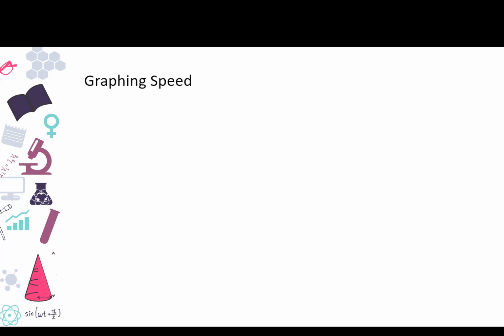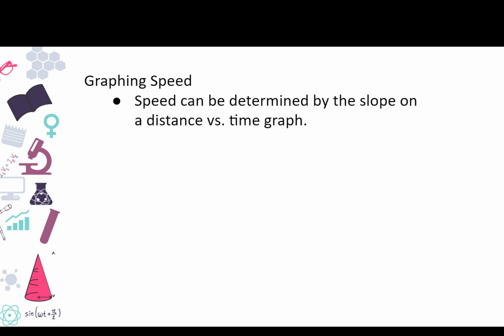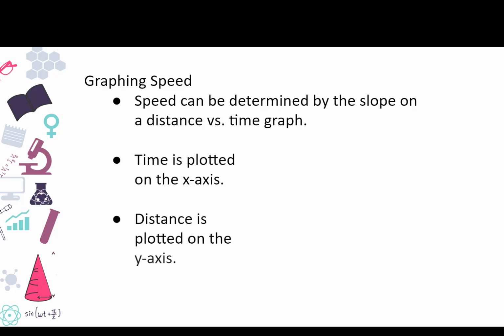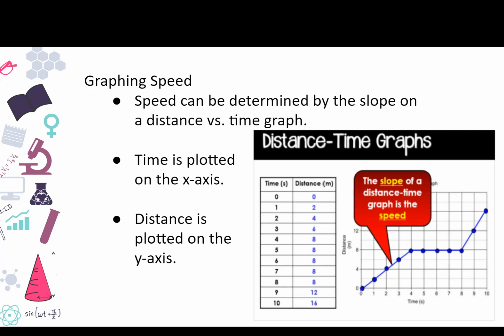Speed can be determined by the slope of a distance versus time graph. So if you have a graph that shows distance and time, you can actually calculate the speed by calculating the slope of a straight line. Time is plotted on the x-axis, and distance is usually plotted on the y-axis. If you learned about slope, it's usually change in y over change in x, right? Or rise over run. So all you have to do is pick a point on this line and do your rise over run, or your change in y over change in x.